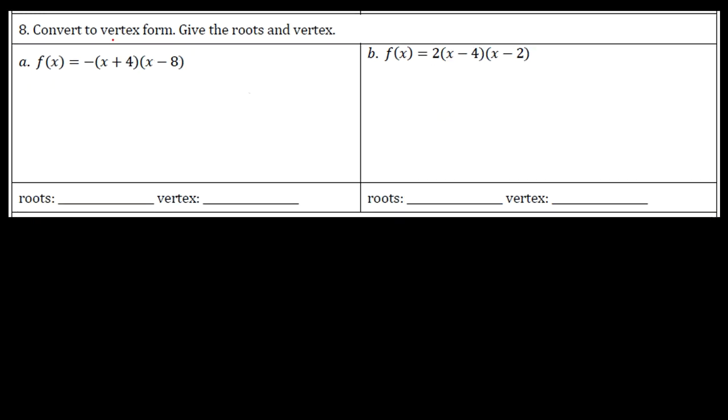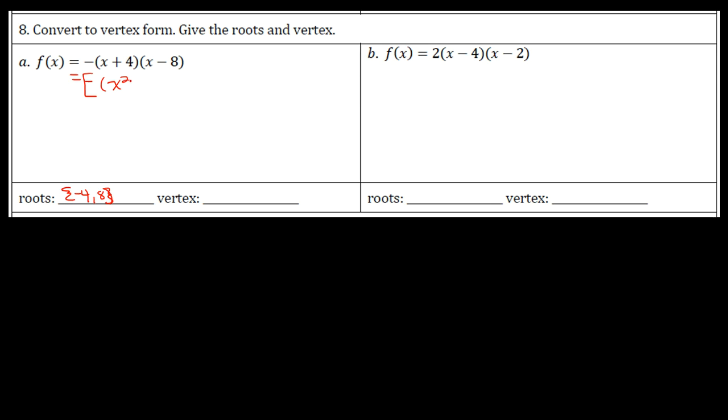Okay, now we're going to convert to vertex form and give the roots and the vertex. So here, once we set each factor, we have 3 factors here. 1, 2, 3. Of course, negative 1 equals 0 is irrelevant. But when we set each of these to 0 and solve, we're going to get negative 4 and 8. So converting to vertex, we're going to multiply the binomials first. That's what I like to do.